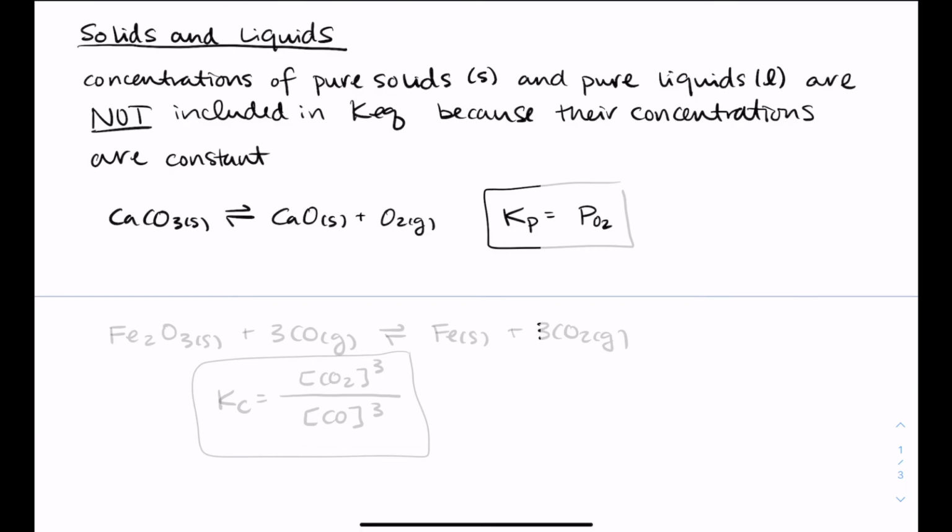So another example, Fe2O3 solid plus 3CO gas in equilibrium with Fe solid and 3CO2 gas. The products over reactants, I have solid on both sides, but I also have gas on both sides. I could express this in pressures, or I could express it in concentrations. I have the concentrations here. So on the product side, it's only the CO2. So it's the concentration of CO2 to the third power. And on the reactant side, it's only the concentration of carbon monoxide. So it's CO to the third power.